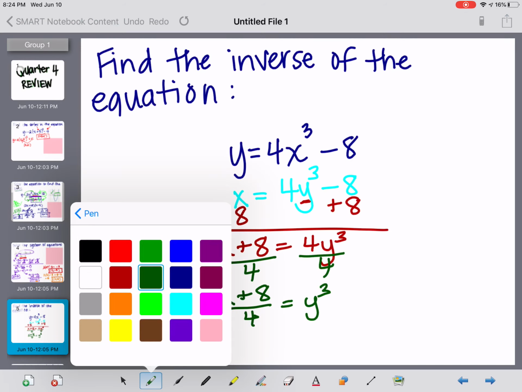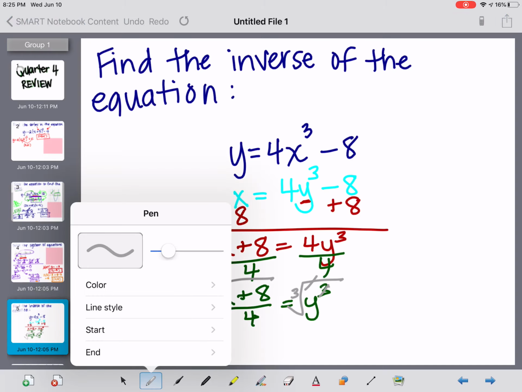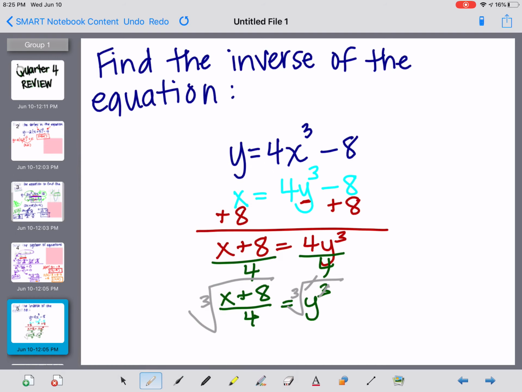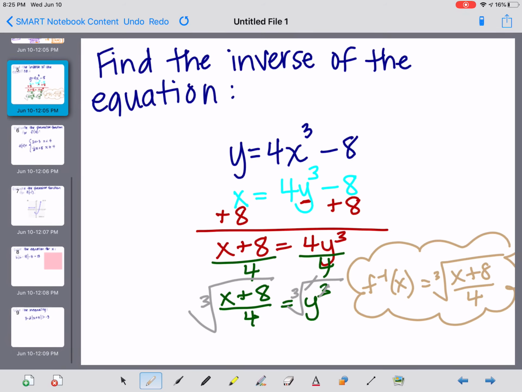Okay. And then the last thing that we want to do is get rid of that cubed. So to get rid of the cubed, we are going to cube root. Okay. So those cancel out. So my final answer now, I'm left with y, which remember, instead of y, we're going to write f inverse. And we're going to say the cube root of x plus 8 over 4. That's going to be my inverse function. Okay.